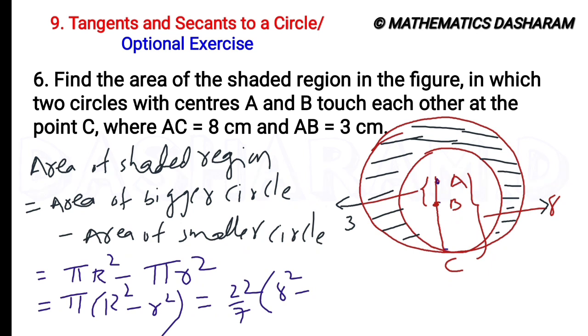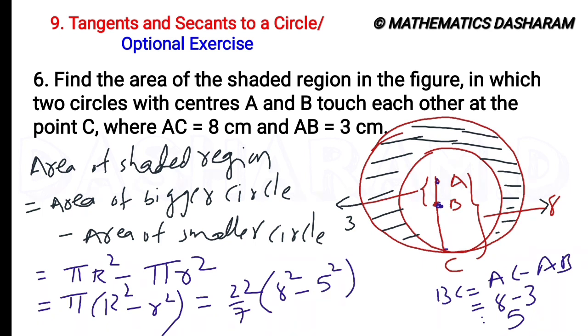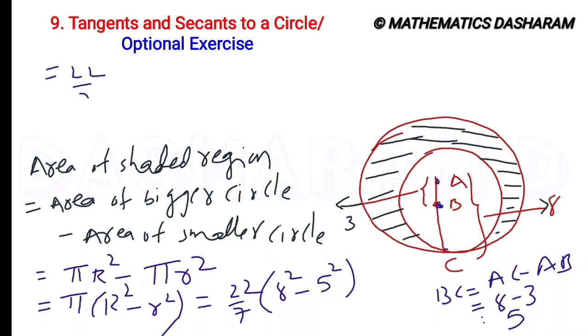B is the center of a circle as per the question. Then the radius will be BC. But we don't have BC now, so BC equals AC minus AB. AC is 8 and AB is 3, so BC equals 5 centimeter. So it is 22/7 into 8 square, 64, minus 5 square, 25, which is 39.